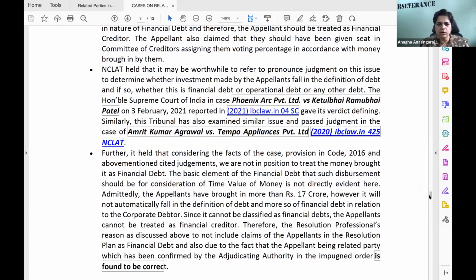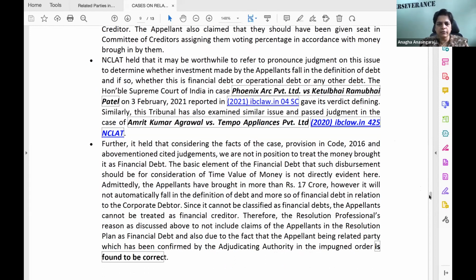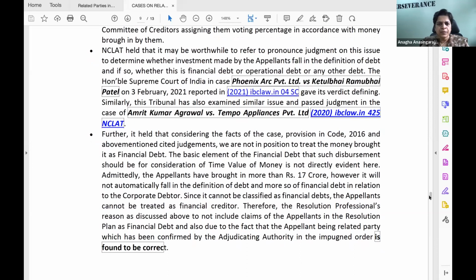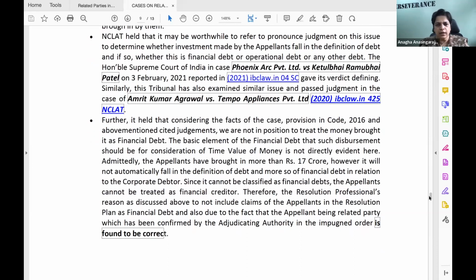Also, some other cases were referred to, that is the Amrit Kumar Agarwal and Tempo versus Tempo Appliances and all that. Based on this, it held that considering the facts of the case and the provisions of the code and the judgments, we are not in a position to treat the money brought in as financial debt. The basic element of financial debt is that such disbursement should be for consideration of time value of money, which was not directly evident here.